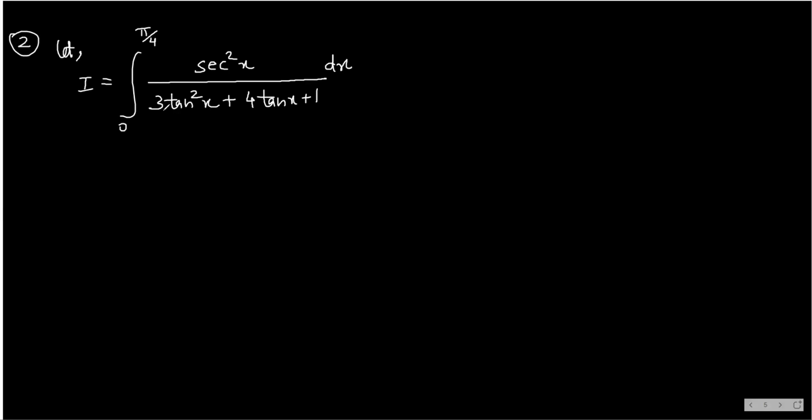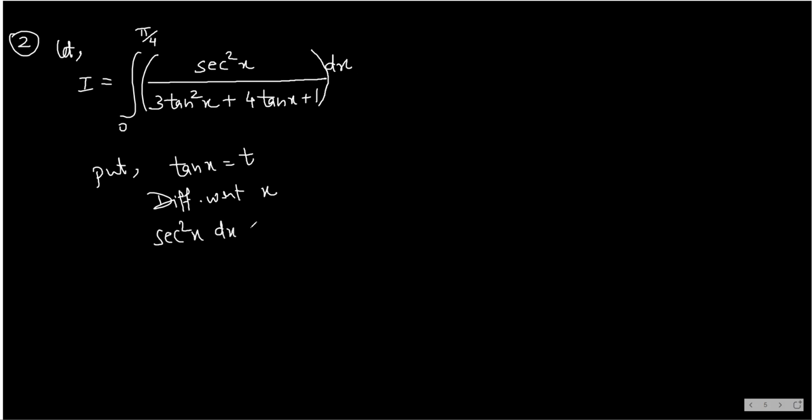Let's take another problem here, problem number 2. Quite a simple question: sec square x dx upon 3 tan square x plus 4 tan x plus 1. Straight forward substitution is visible here. We will put tan x as t. Put tan x equals t, differentiating with respect to x, we get sec square x dx equals dt. Sec square x dx is dt.